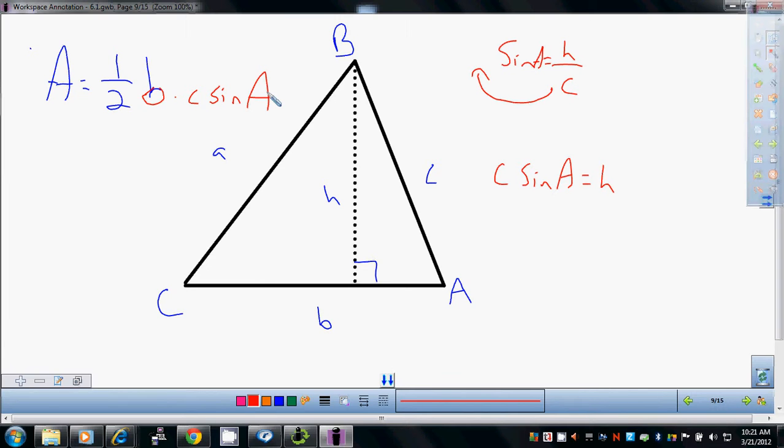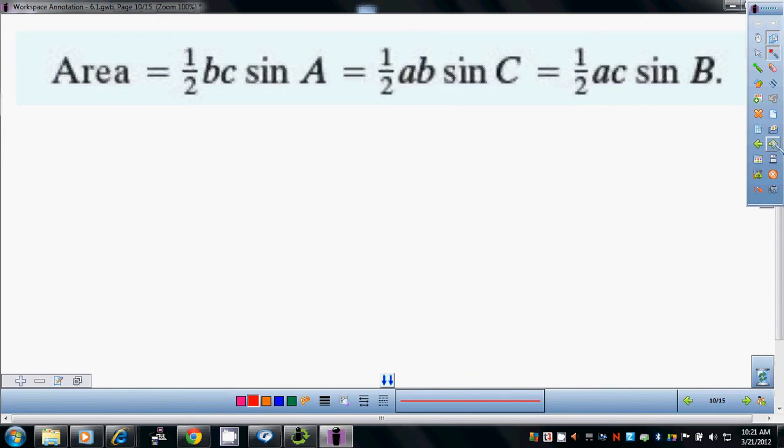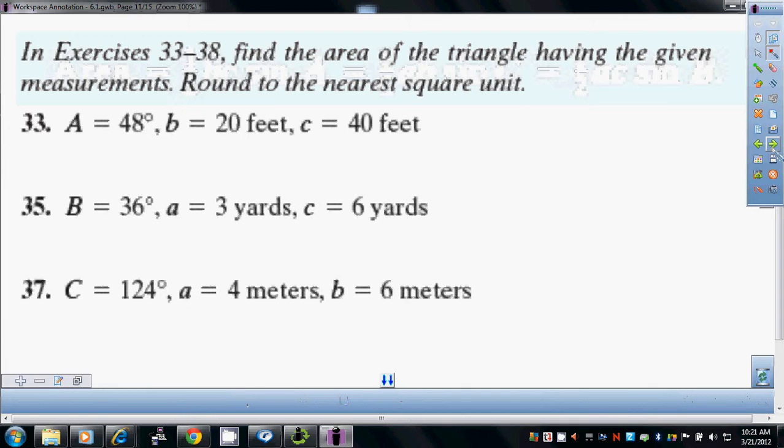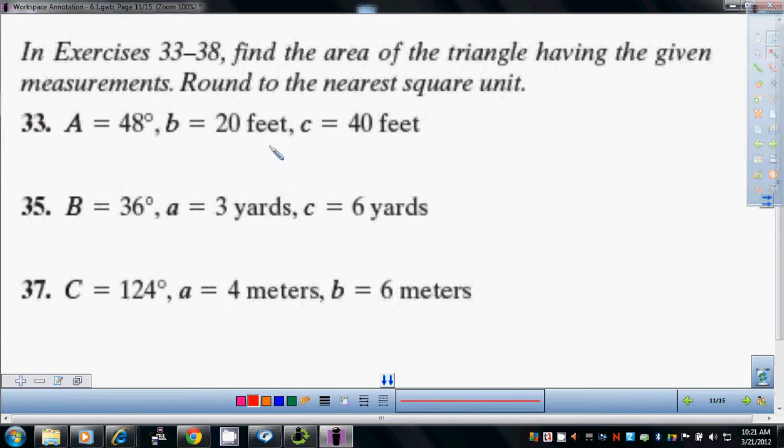Let's look at one. I wish I had a picture, but I don't. So there's the formula. We just said it. The only reason I wrote it 3 times was to reiterate the fact that it doesn't matter which letter is which. Okay, so number 33. What is my angle? Well, they kind of made this easy for you because they only gave you the necessary information.